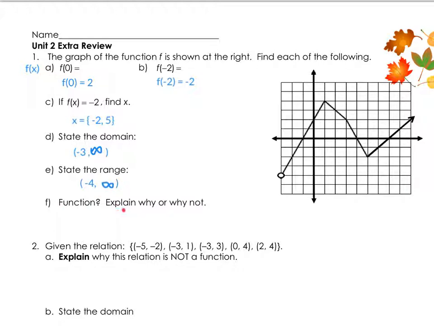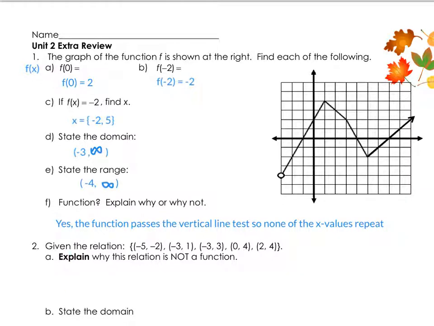Okay, so function, explain why or why not. So is it a function? Well, remember we can test by saying, is there a vertical line that goes through and touches this function in more than one place? And anywhere we put a vertical line, that's not the case. So in other words, no x values repeat. So I can say that yes, it is a function because the function passes the vertical line test, so none of the x values repeat.